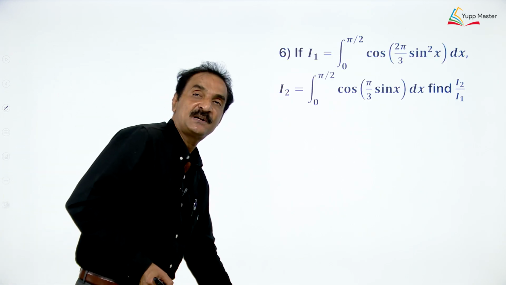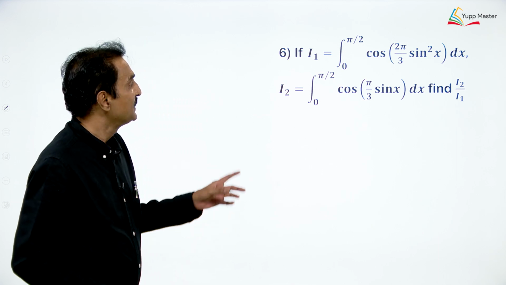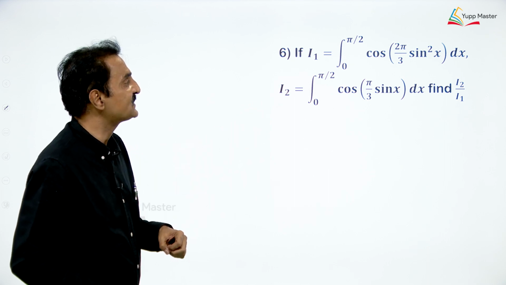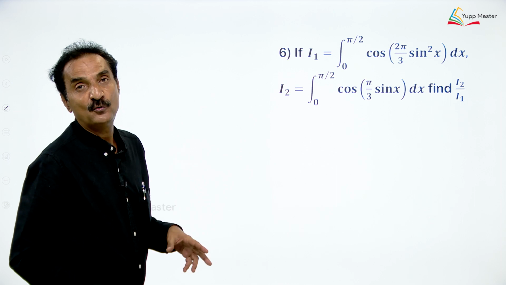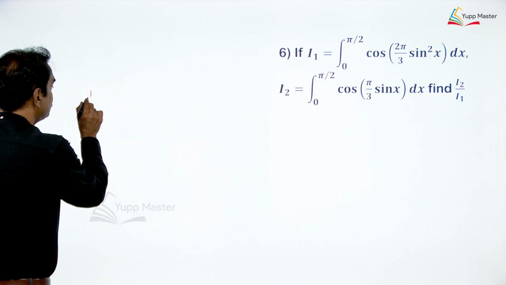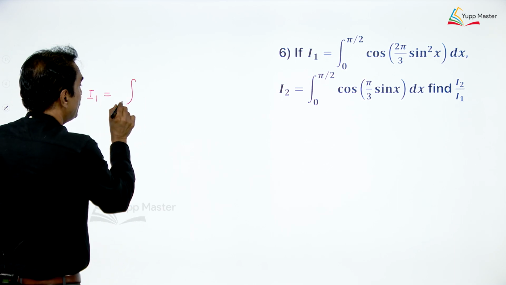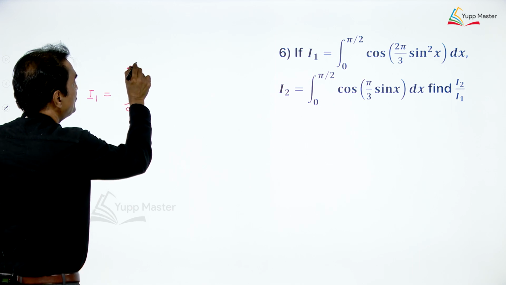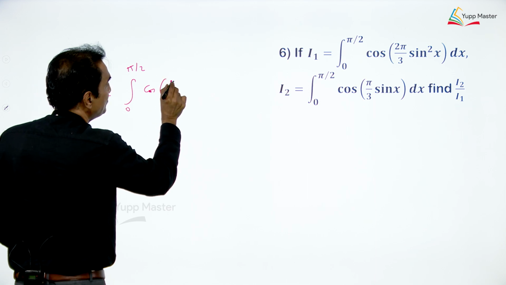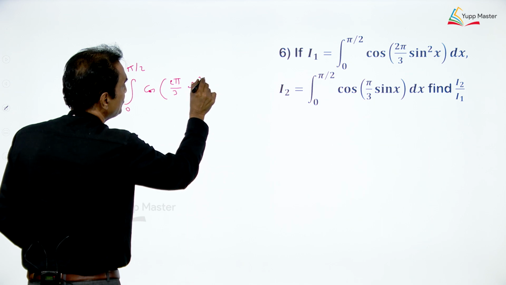Next question, if I1 is equal to integral 0 to pi by 2 cos of 2 pi by 3 sin square x dx, I2 is equal to integral 0 to pi by 2 cos of pi by 3 sin x dx, then find I2 by I1. Let us take I1. I1 is equal to integral 0 to pi by 2 cos of 2 pi by 3 sin square x dx.